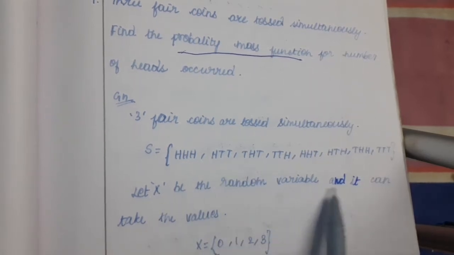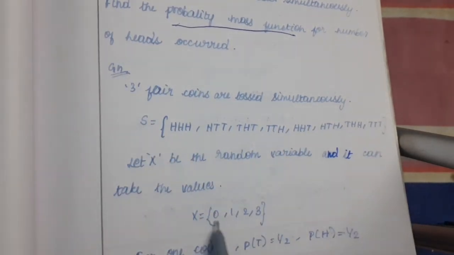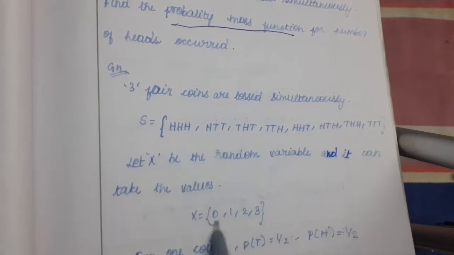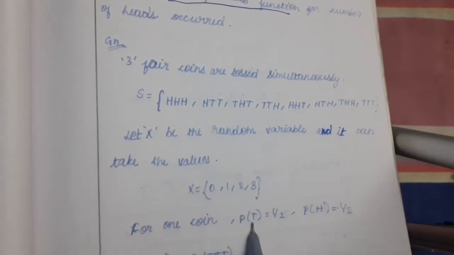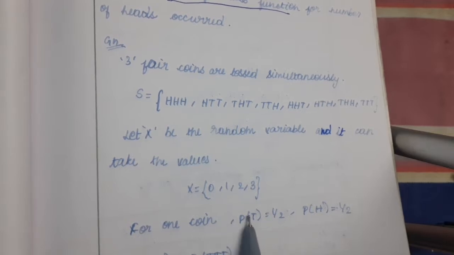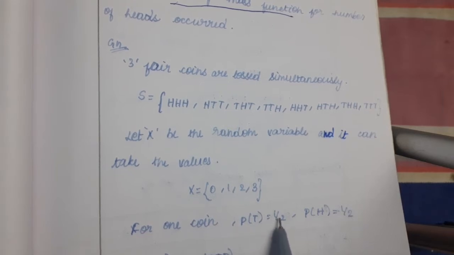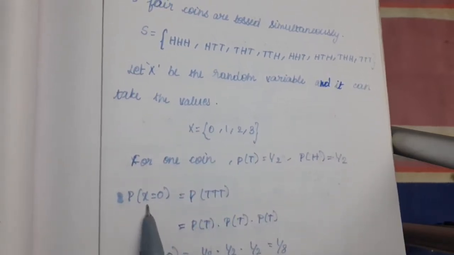So X is the random variable, and it can take the values 0 heads, 1 head, 2 heads as well as 3 heads. Number of heads means 0 head, that is no head, 1 head, 2 heads, 3 heads. For one coin, probability of tail is 1 by 2, because tail comes with 1 by 2 and head comes with 1 by 2. But here three fair coins are tossed.